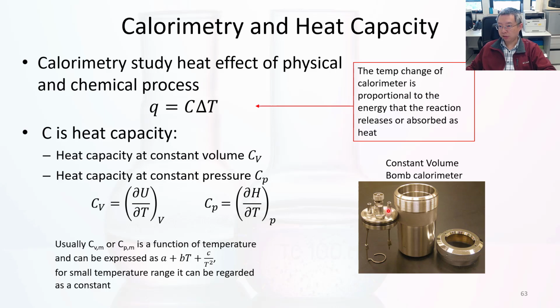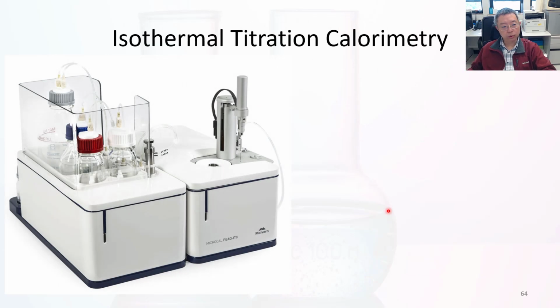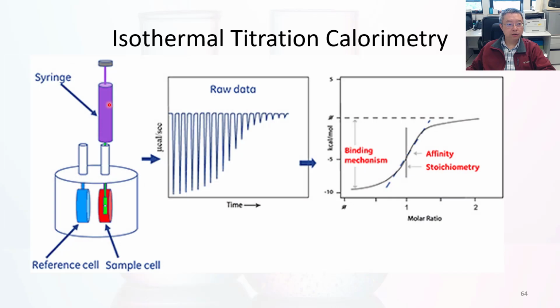Okay, so combustion means that a lot of heat can be generated, and there are more modern ways of measuring it, because in some chemical reactions very little heat is generated, or your sample size is too small, so you want to have this new equipment: isothermal titration calorimetry. Essentially this experiment is like this.